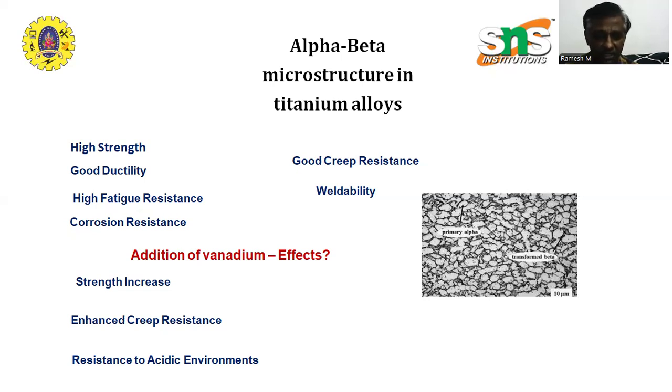Then weldability. This alpha beta microstructure improves weldability due to the presence of the beta phase, not the alpha phase. The beta phase in this structure helps to reduce cracking. That is a very important property. So high strength, good ductility, high fatigue strength, good creep resistance, corrosion resistance, and weldability are all very important and significant in the alpha beta microstructure of titanium alloys.